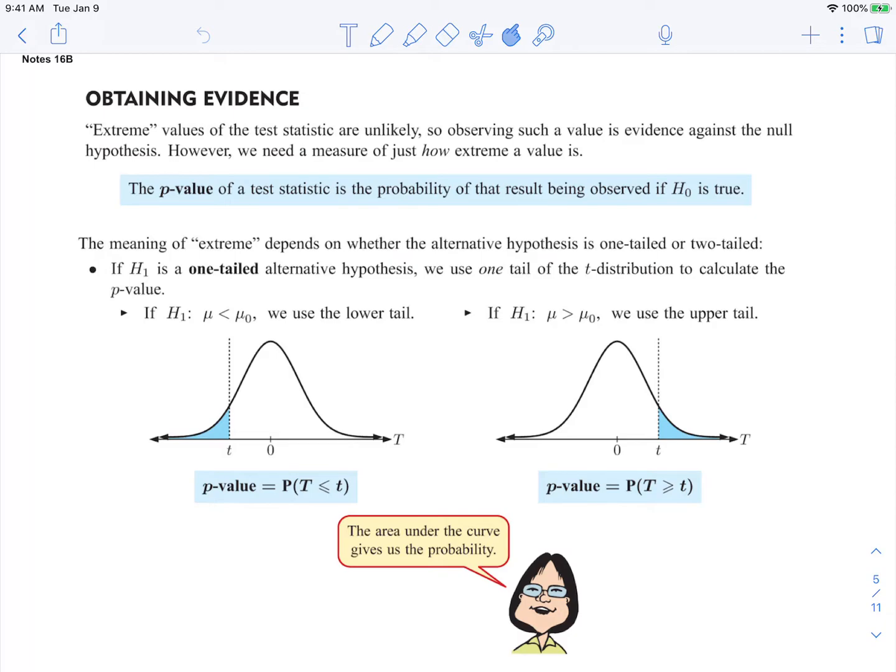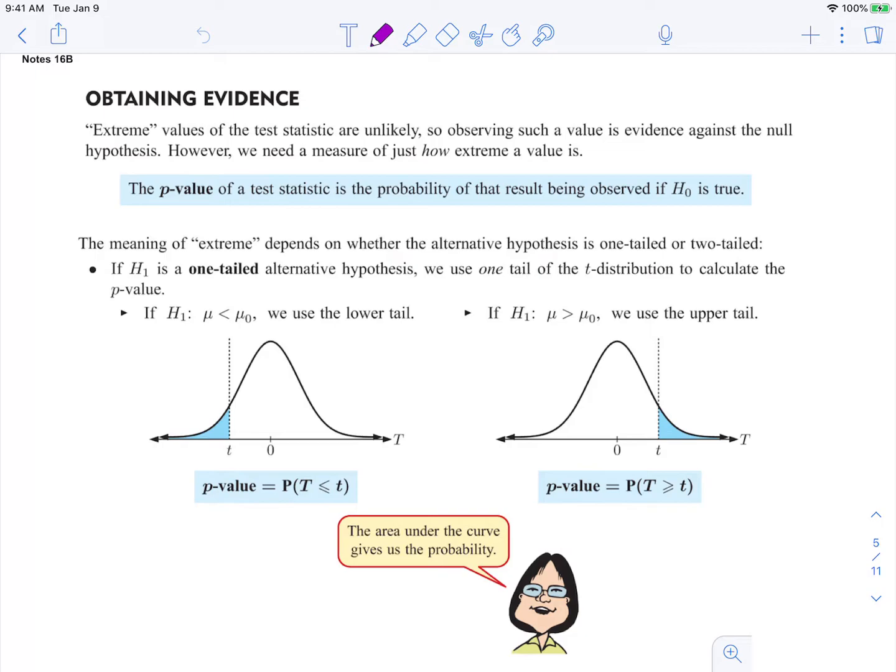All right, this is the continuation of the previous lesson of 16b. Extreme values of the test statistic are unlikely, so observing such a value is evidence against the null hypothesis. However, we need a measure of just how extreme a value is. The p-value of a test statistic is the probability of that result being observed if H sub 0, the null hypothesis, is true. So what does this mean?